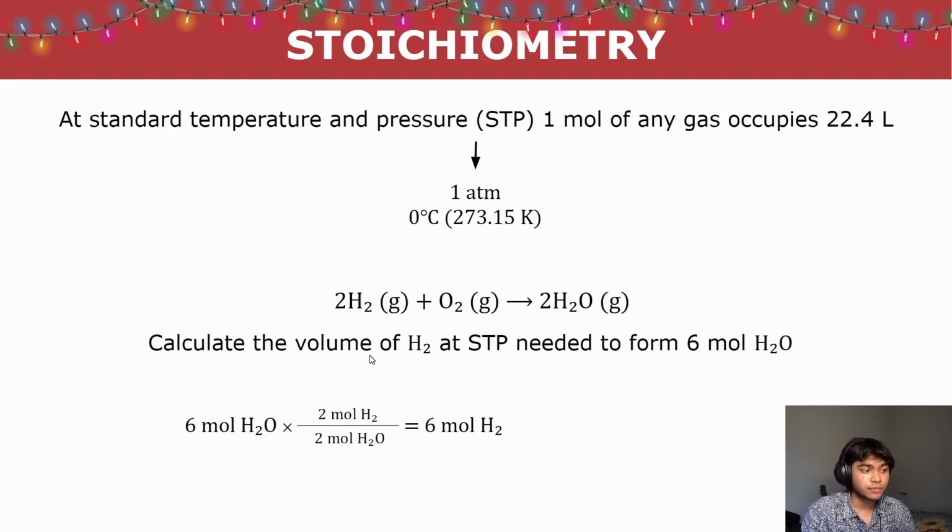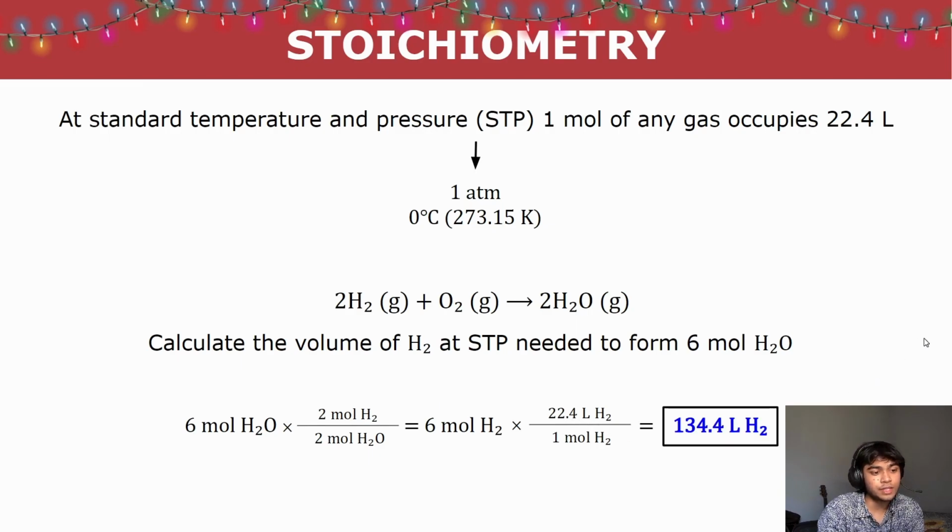The question asks us for the volume of hydrogen, and we're told that we're at STP, and we know how many moles we have. So how do you convert between moles and volume when you're at STP for a gas? Well, 1 mole of any gas occupies 22.4 liters. So you could multiply this number by 22.4 liters, and that tells you that you need 134.4 liters of hydrogen gas at STP to form 6 moles of water. And that's it. That is stoichiometry.